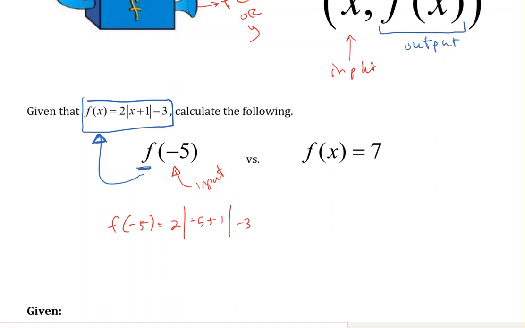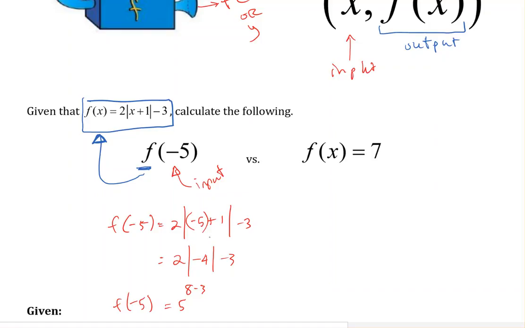Now, one thing I didn't do there, which is often a very good idea, is to put your input in parentheses. That can help you sometimes avoid some order of operations mistakes. And we could simplify this. We'll want to do what's inside the absolute value first. 2 times the absolute value of negative 4 minus 3. When we take the absolute value of negative 4, we get positive 4, so 8 minus 3, which is equal to 5. So we find that f of negative 5 equals 5.